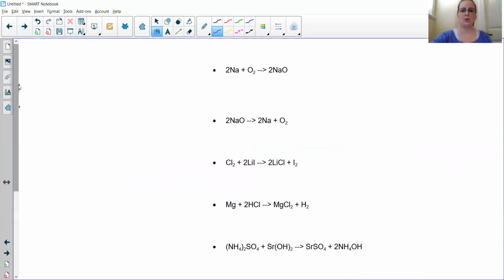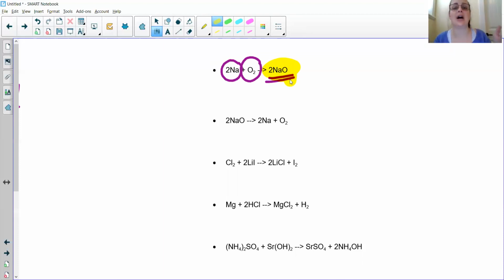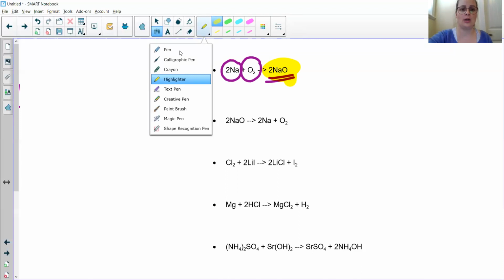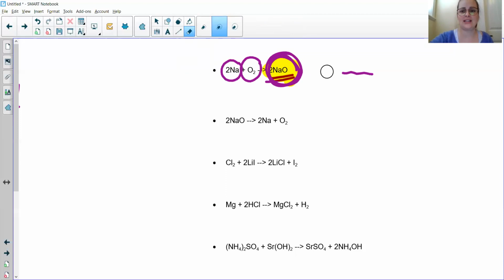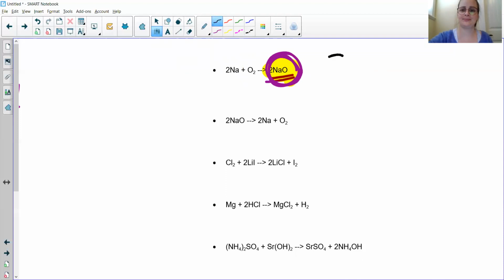So here we go. We have sodium reacting with one oxygen molecule to produce sodium oxide. Do you see how there is only one product? Now, technically there's two of them because there's a coefficient of 2, but there's only one type of product. There's no plus something else here. There's only one thing written on this side. There's no plus anything else. So this is an example of a synthesis reaction.